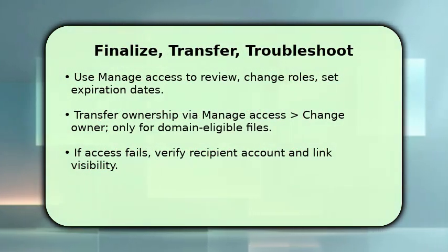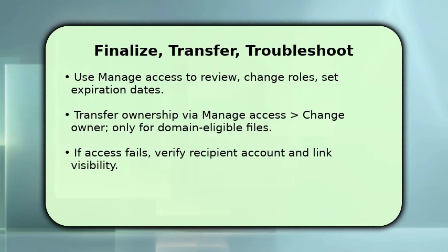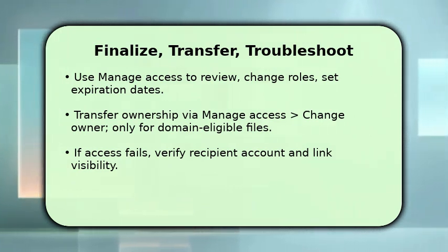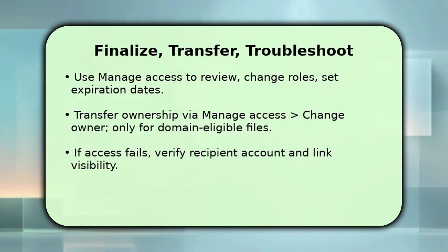If you need someone else to own the file, choose Change Owner from the three-dot menu next to their name. Remember, ownership transfers follow domain rules. After changes, test the link in a different browser or incognito. If someone still can't view the sheet, make sure they're signed into the correct Google account and that the link's visibility matches their access. That fixes most issues.